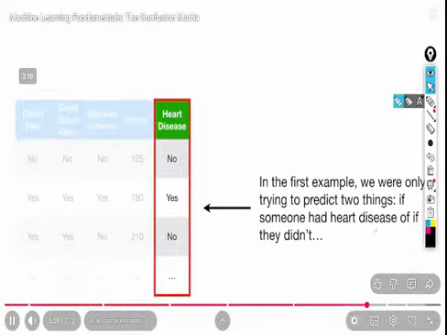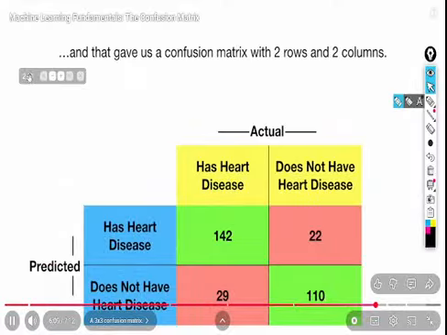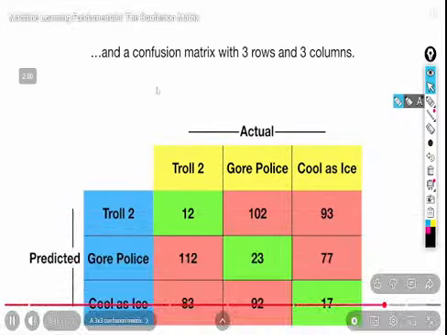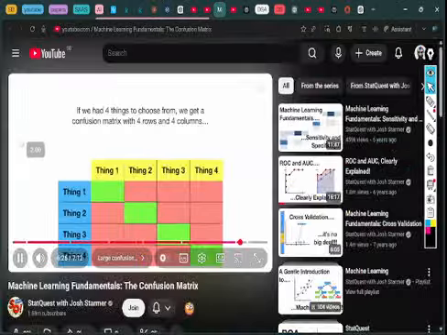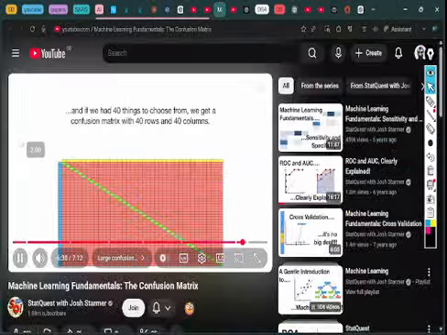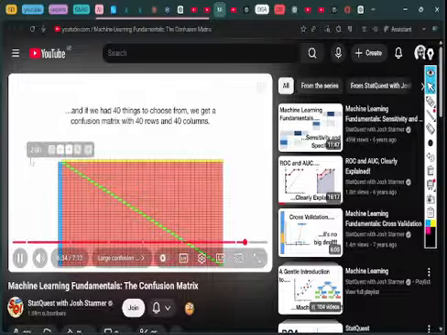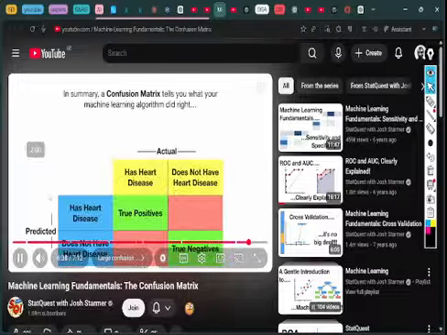In the first example, we were only trying to predict 2 things, if someone had heart disease or if they didn't. And that gave us a confusion matrix with 2 rows and 2 columns. In the second example, we had 3 things to choose from, and a confusion matrix with 3 rows and 3 columns. If we had 4 things to choose from, we get a confusion matrix with 4 rows and 4 columns. And if we had 40 things to choose from, we get a confusion matrix with 40 rows and 40 columns. Double bam! In summary, a confusion matrix tells you what your machine learning algorithm did right and what it did wrong.